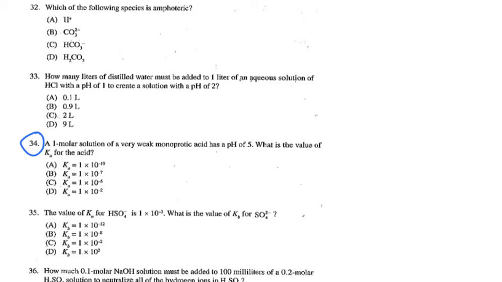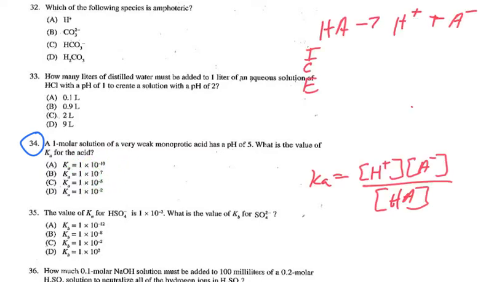A 1 molar solution of a very weak monoprotic acid has a pH of 5. What is the value of Ka for the acid? Well, let's do an ice table and equilibrium expression and see what we learn. So there they are. Now let's fill in the values we have. We knew that this acid was 1 molar in the beginning.